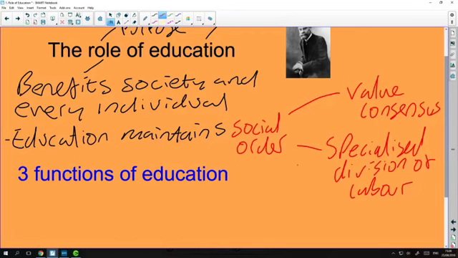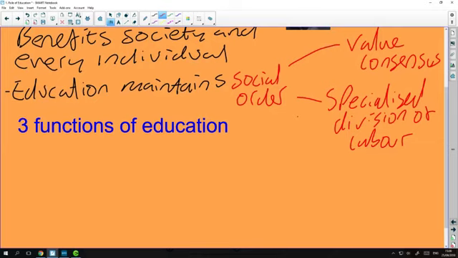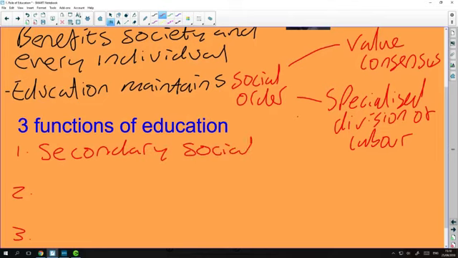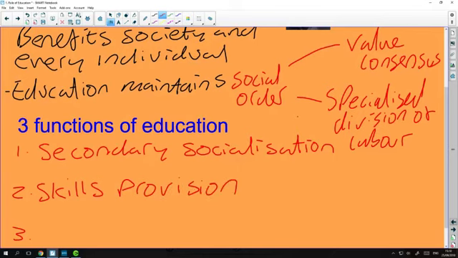Now, for now, what I'm going to do is just list them. In the next couple of lessons, we'll go through each and every one of them in more detail. They're all key phrases, so I'm going to put them in red as we go through. So number 1, number 2, number 3. There's three really awesome things that education does that help social order happen. So that is secondary socialisation, skills provision, and finally, role allocation.